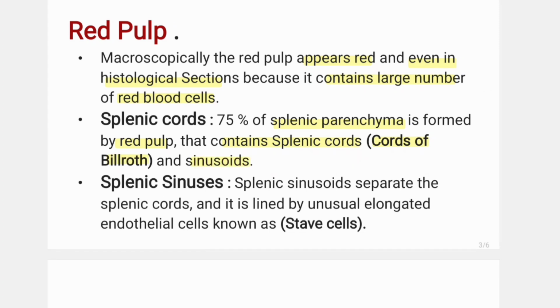Now splenic sinuses. Splenic sinusoids separate the splenic cords, and they are lined by unusual elongated endothelial cells. These cells are known as stave cells.